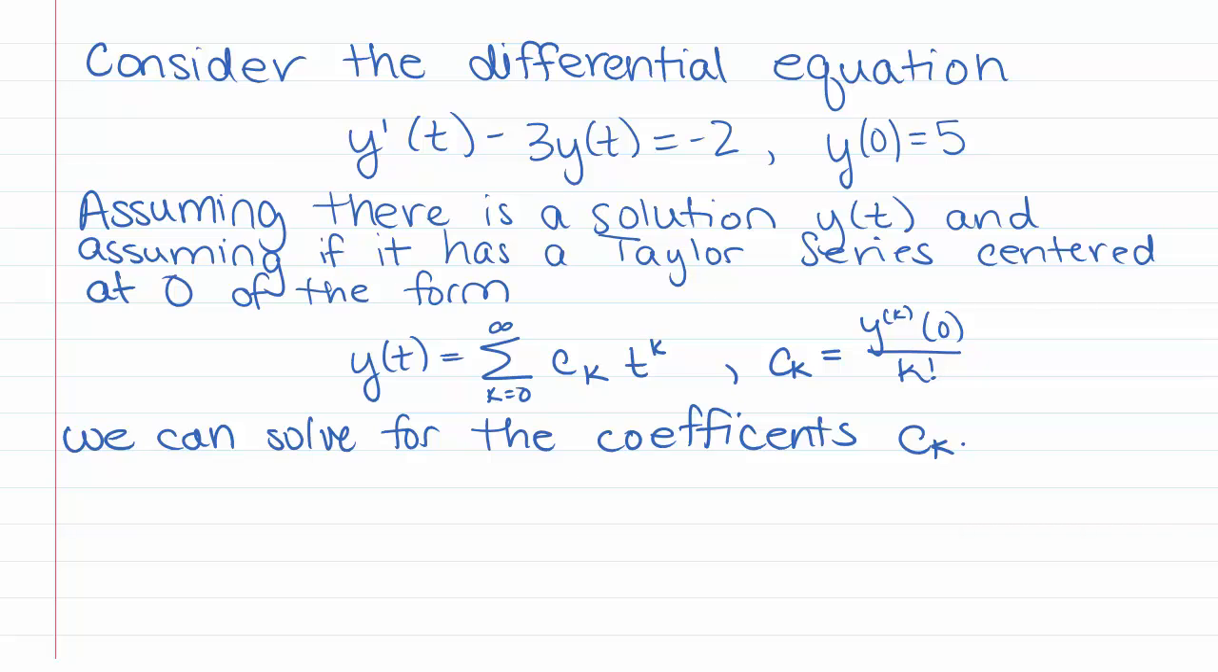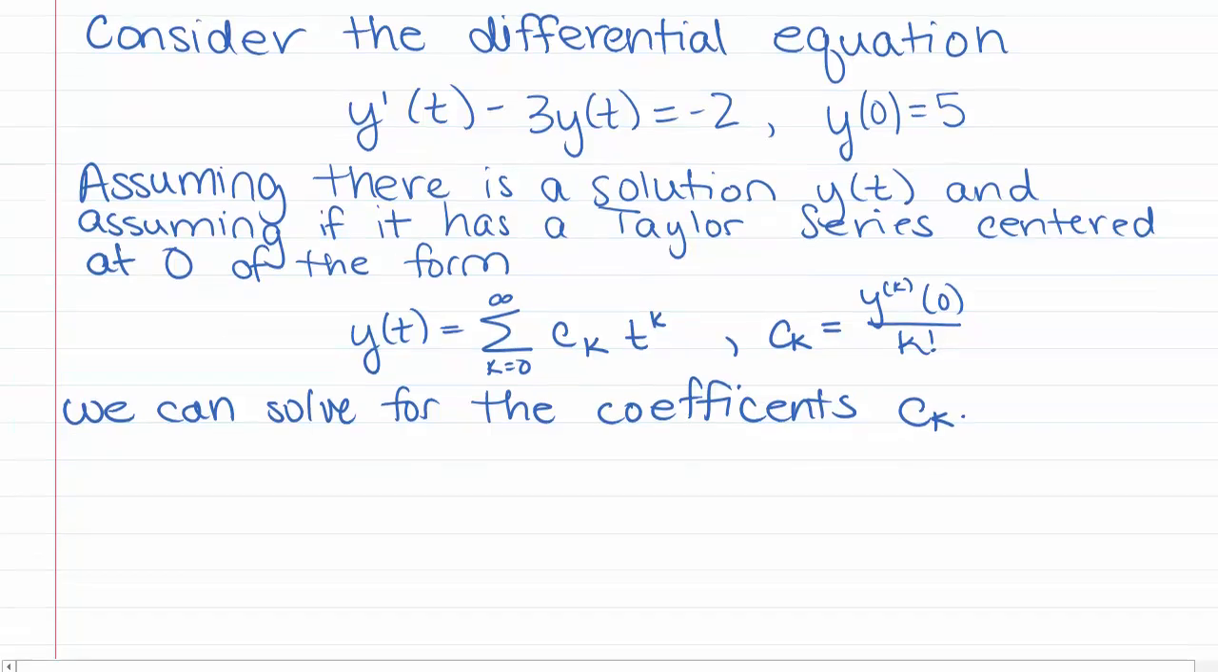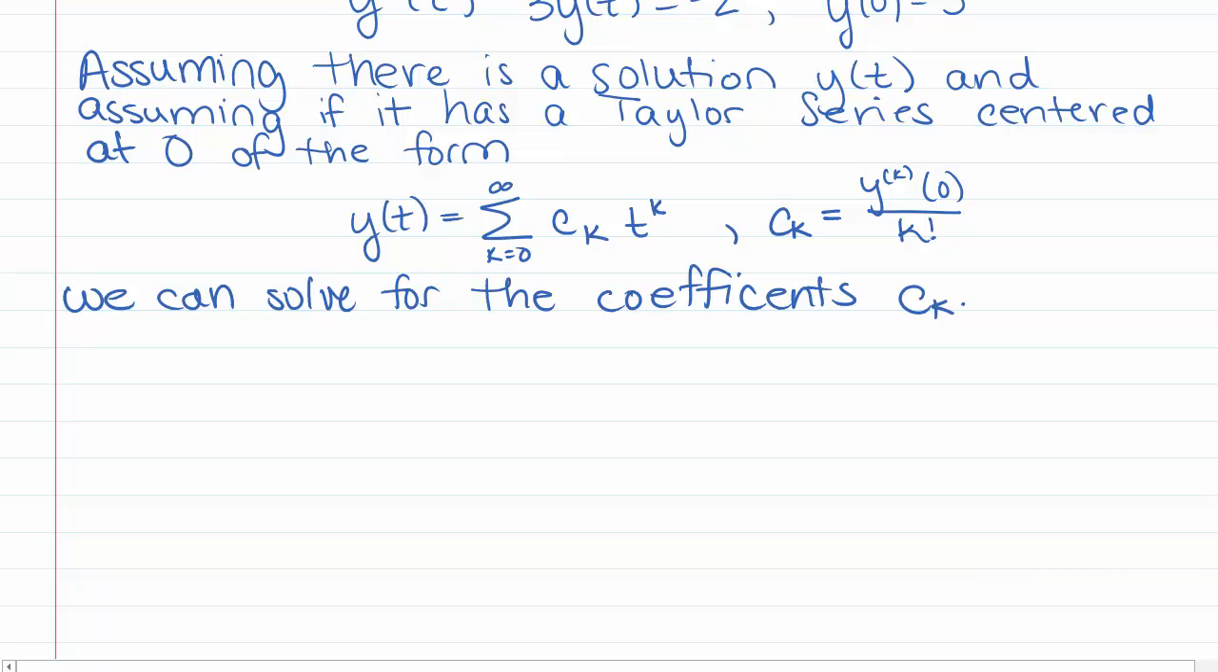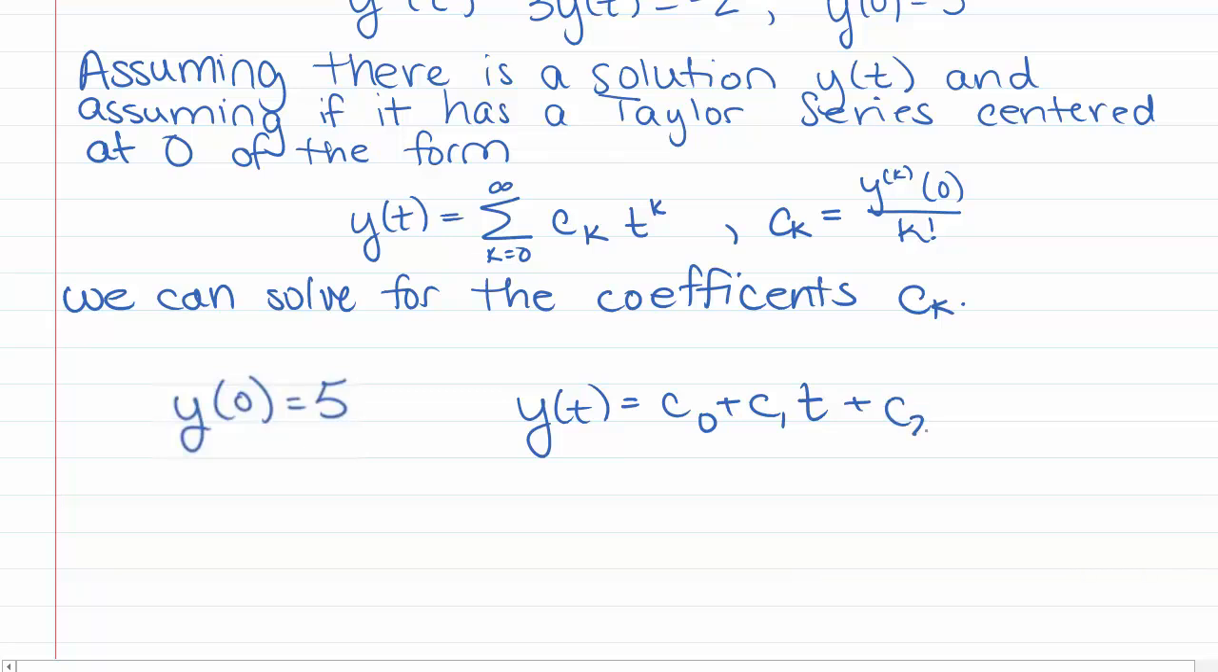So here we're going to assume there is a solution, y of t, and we're going to assume it's a Taylor series centered at 0. So it has this form of a Taylor series, and we want to find the coefficients. So do we have enough information to do that? Well, what do we know? We know y of 0, and since the power series is going to be c0 plus c1t plus c2t squared plus c3t cubed plus dot dot dot.